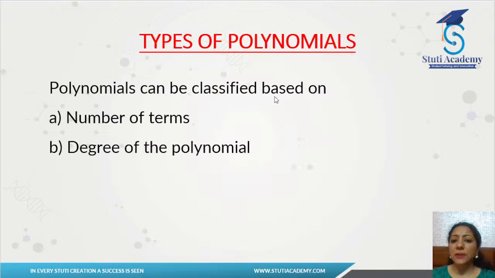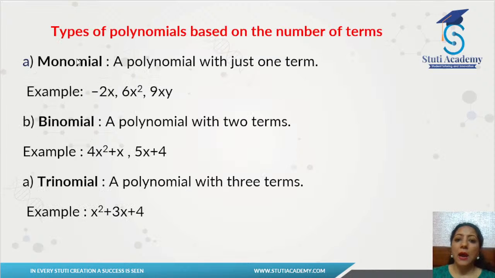Now we can classify the polynomials based on the number of terms and the degree of the polynomial. First of all, we are going to deal with the classification of polynomials on the basis of the number of terms they have. If a polynomial has just one term, like minus 2x, 6x squared, 9xy, these are all polynomials with just one term. So they are called monomials. Monomials are the polynomials having only one term.